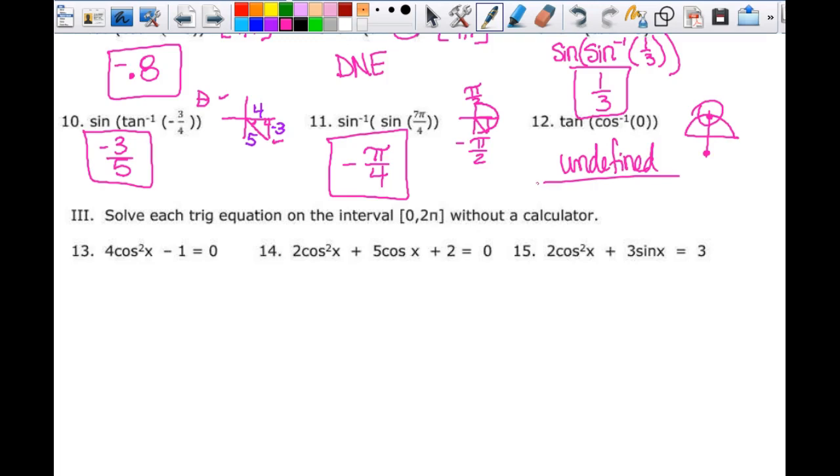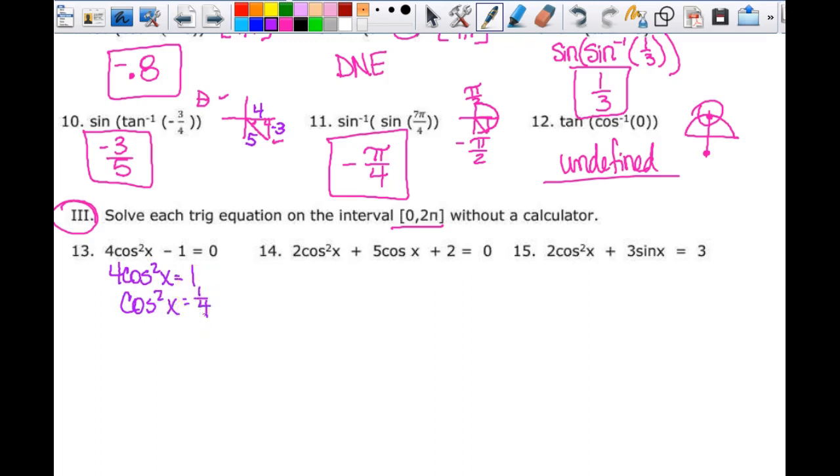So when we're solving them like this, we are restricted to specific quadrants. But when we are actually solving the equation like these, we are doing it from 0 to 2 pi, all inclusive there. Okay, so I'm going to solve for cosine squared x. So this is going to give me 4 cosine squared x equals 1. So cosine squared x equals 1/4.